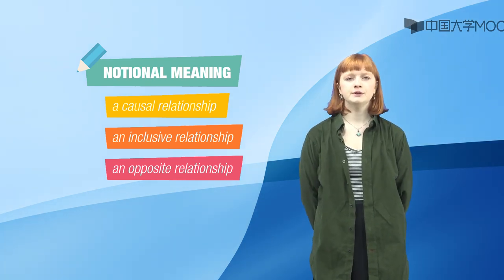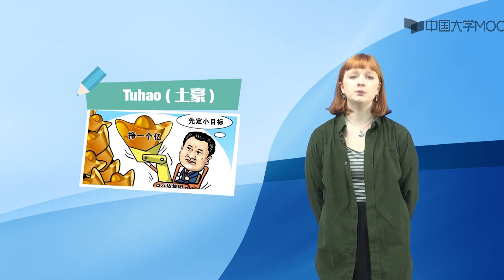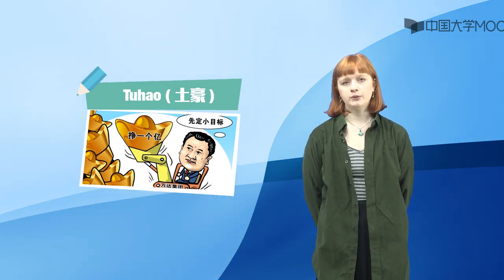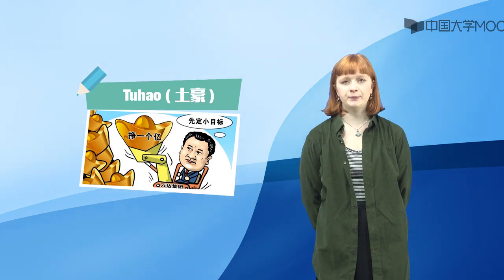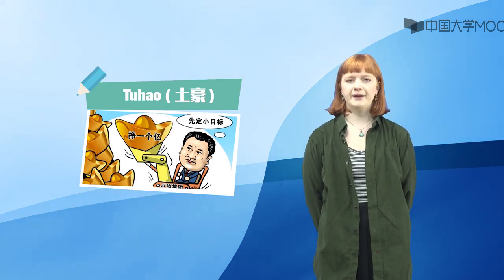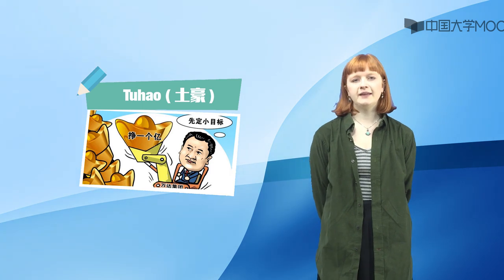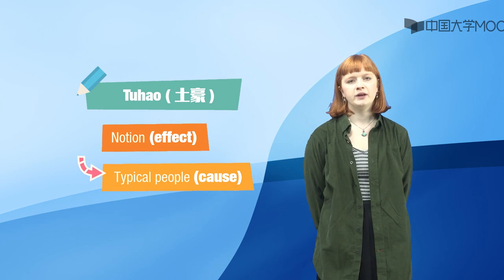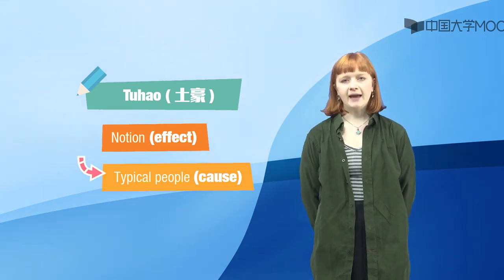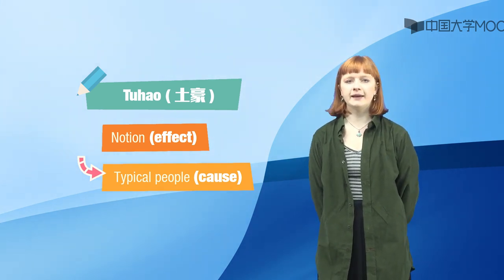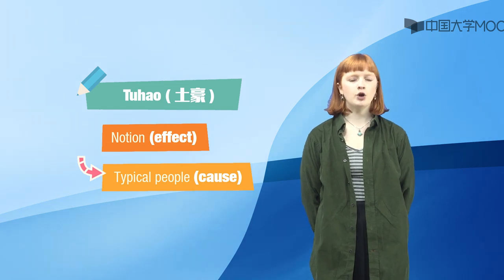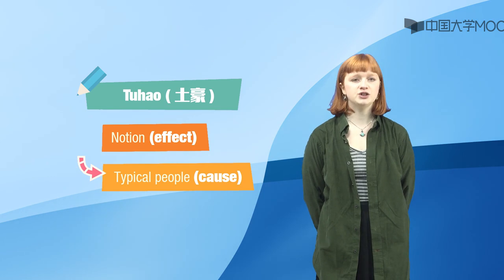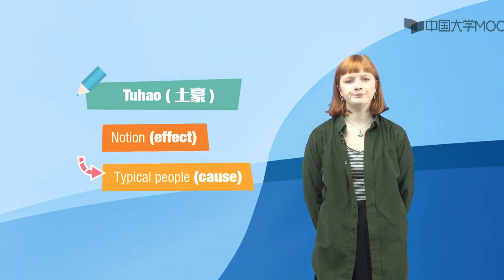For example, Tu Hao is a Chinese word. When explaining it, we may think about who it refers to and why this word is used to describe the people. In this way, we unconsciously relate the notion, effect, and the typical people, cause, in causality. Next, we may expand the notion by applying it to some social occasions and phenomena. At this point, I'd like to elaborate on how different relationships function in an explanation.